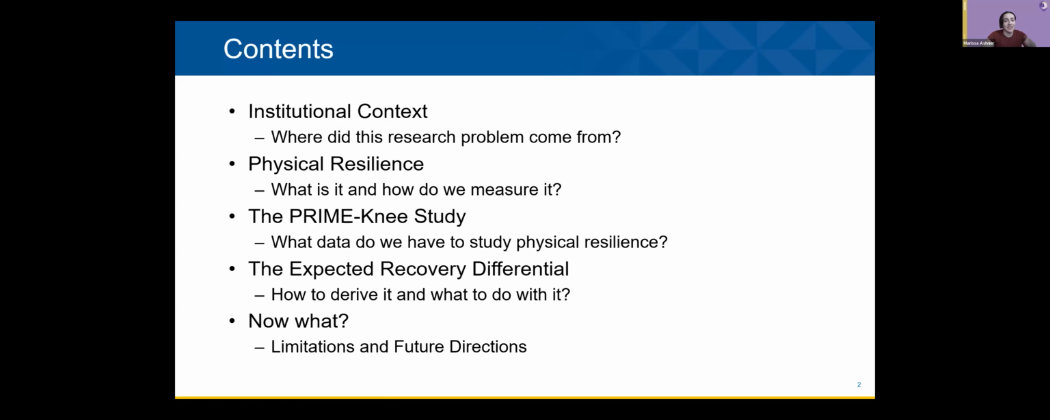And so after that, I'll talk about this concept of physical resilience. So what is that and how do we measure it? Then I'll talk about what we call the Prime Knee study. And so what data do we have to study this idea of physical resilience? Then I'll talk about what we call the expected recovery differential, how to derive that and what we do with it. And then finally, now what? So limitations and future directions after all of that is over.